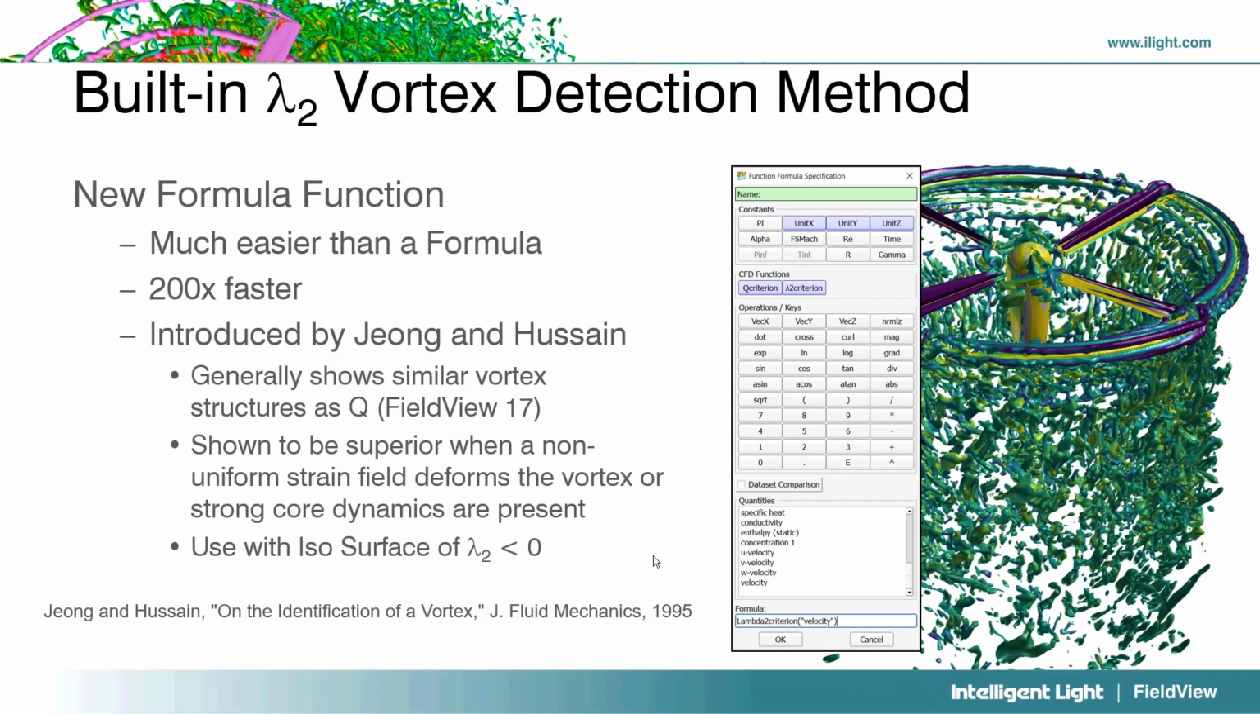I also want to mention that this vortex detection method, which by the way has been introduced by Jong and Hussein, what they recommend is that you look at negative values. I always want to point it out because that's the opposite of Q, in which you want to look at positive values. So just remember that with this new criteria, it's all about negative values for highlighting vortices in your flow.